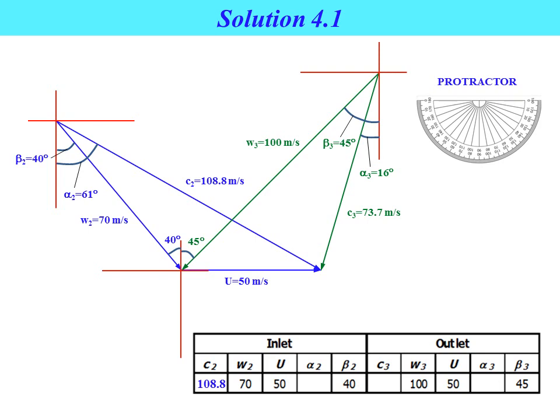So we already got all the answers: C2 is 108.8, alpha 2 is 61 degree, C3 is 73.7, and alpha 3 is equal to 16 degree. All the answers we obtained for the question are based on the graphical method.